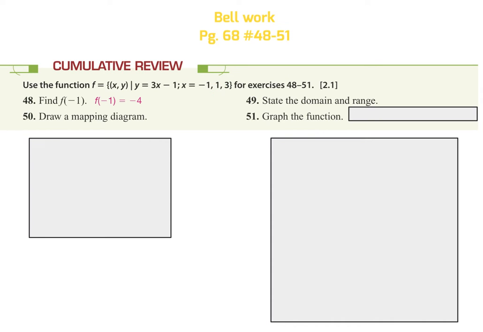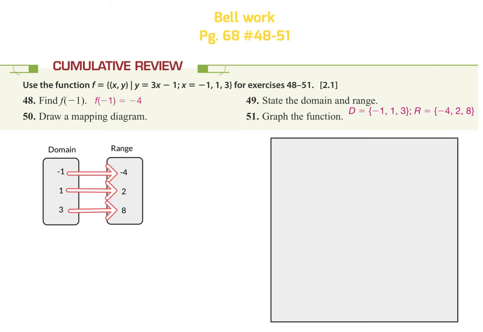Okay, and so they handed you part of it. You've already solved for part of it. The first answer to that, -4, you solved over here. The other two, you just had to plug in a 1. 3 times 1 minus 1 gave us 2. Plug in a 3. 3 times 3 minus 1 gave us an 8. So the domain was handed to you, the range you found by plugging it in. Okay? Make sense?